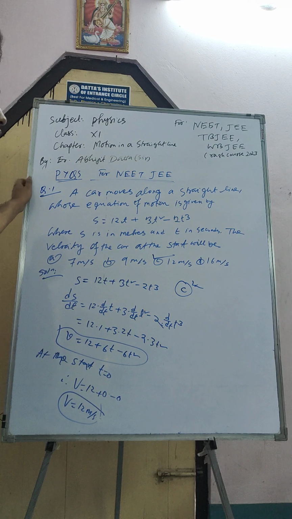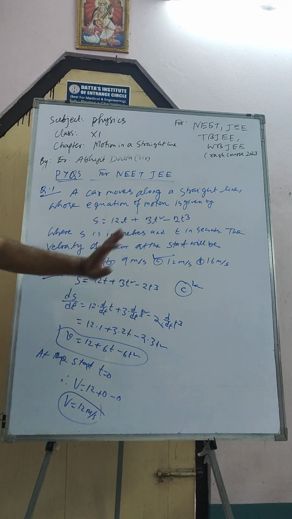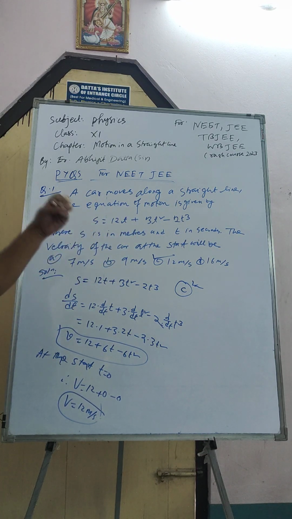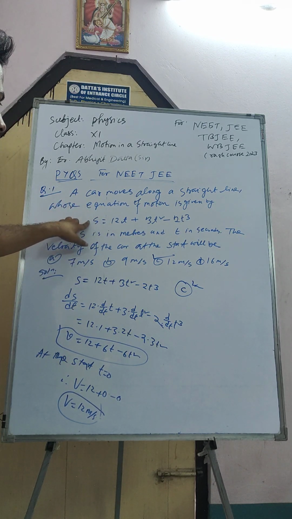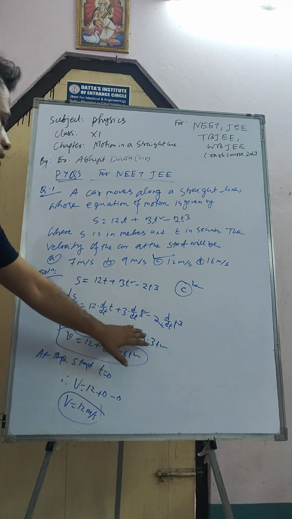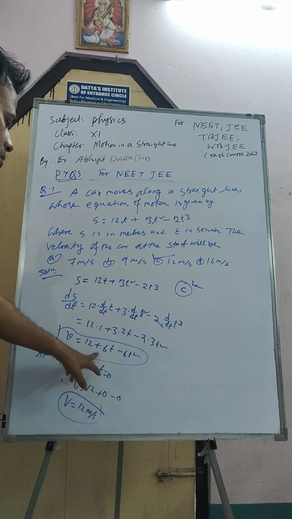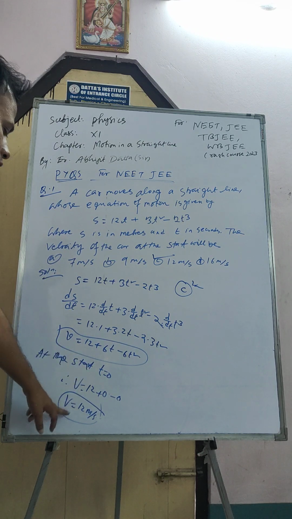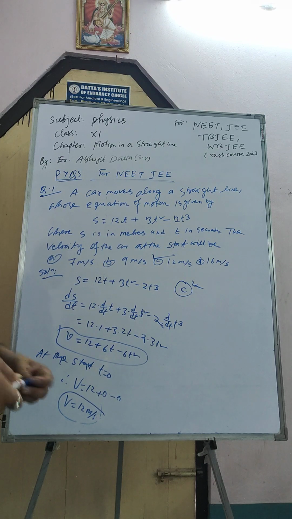So let me explain again. A car is moving along a straight line whose equation of motion is given as a function of t, and the velocity of the car at the start has to be found. So velocity from distance we can find if we differentiate the distance. So ds by dt will be this, and at the start means at time t equal to 0. So you put t equal to 0 here, you will get 12 meter per second as the answer. That is the velocity. Okay, so now we will move on to the next question.